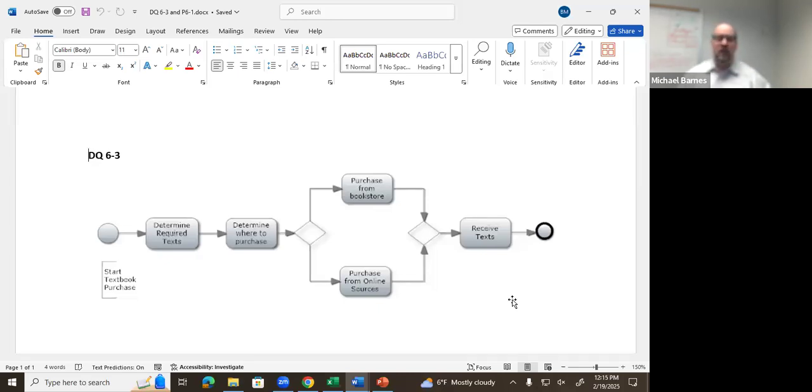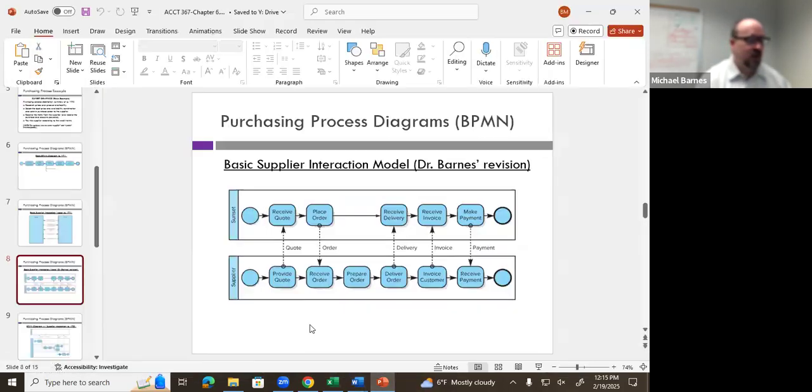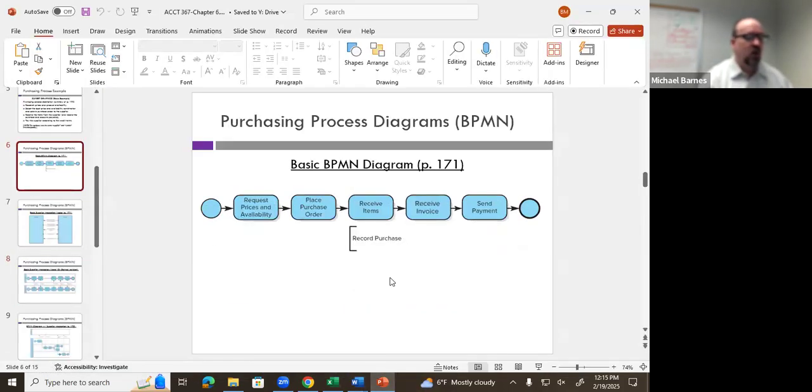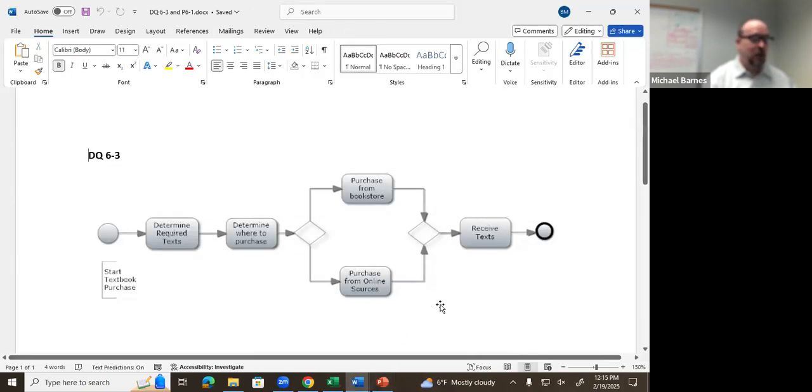So if you use the simplified version of the purchasing process, you would have to adapt this to note that there's no invoice, there's no payment. Basically, the end of this cycle is when you receive the items and make the payment on them there. That point in time is the same point in time.